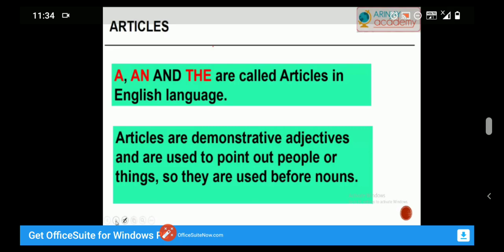Articles are demonstrative adjectives that are used to point out people or things. So they are used before nouns, or we can say that articles are the demonstrative adjectives which we use to point out any people or things. So we use them before nouns or before an adjective also.